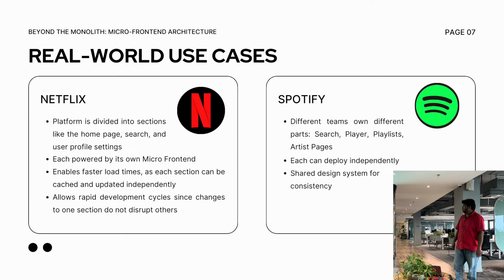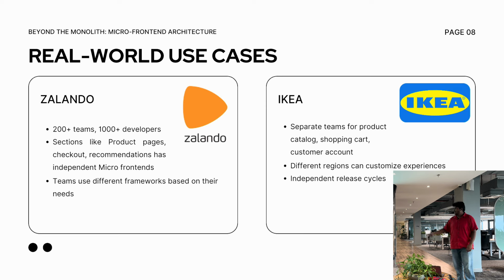Spotify also has different micro front-ends: search, player, playlist and artist pages, even albums, deployed independently in separate micro front-ends. Because of that, they also have a design system to maintain consistency throughout the application. And then we have Zalando, which has 200 plus teams and 1000 plus developers. Their sections like products, product pages and checkout recommendations are divided into independent micro frontends. So their teams can use different frameworks based on their needs.